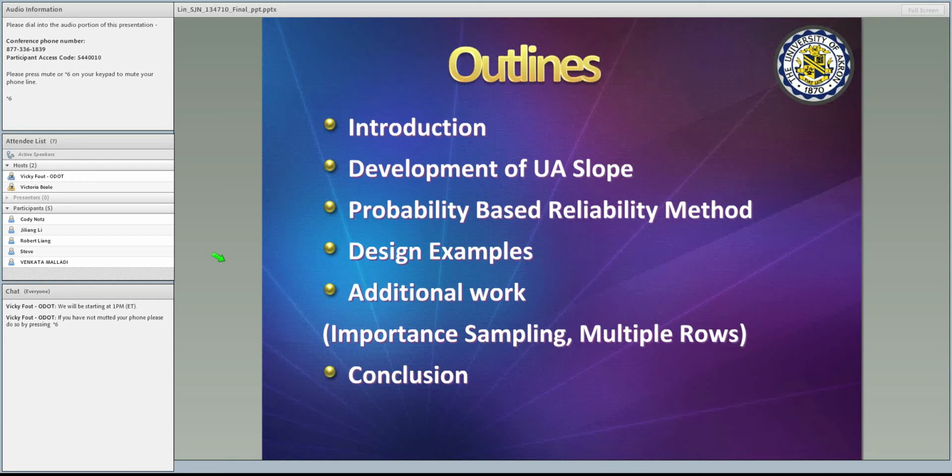And after that is additional work, which is a much more advanced reliability methodology, which is importance sampling. And then it's a multiple rows of drill shafts stabilizing slope. And finally, the conclusion part. Introduction.